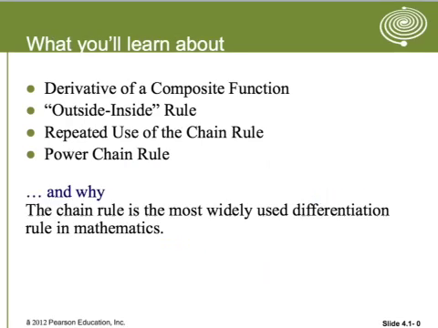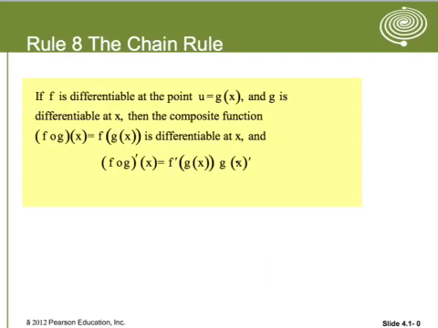Alright, let's get started. Here's what we're talking about today. Mainly the outside-inside rule according to derivatives of composite functions. The chain rule says this: if you're trying to take the derivative of two functions, one composed with the other, then you do the derivative of the outside function evaluated at the inside function, and then you multiply that by the derivative of the inside function.